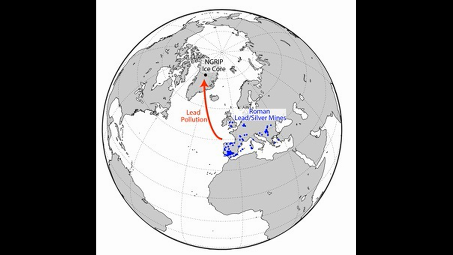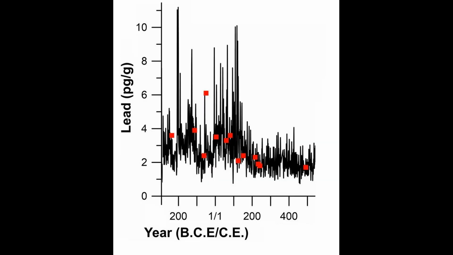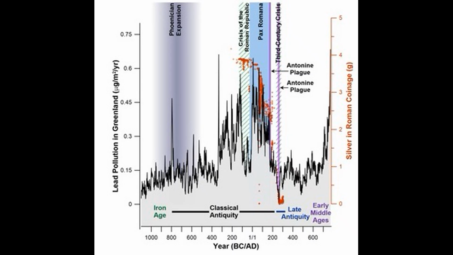The evidence provides important information about the function of the Roman economy. The ice core evidence first became available in the 1990s. Further studies have provided extra detail, but the trends revealed by early research have remained intact.